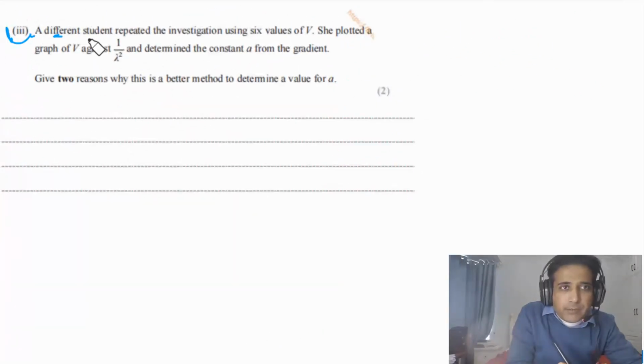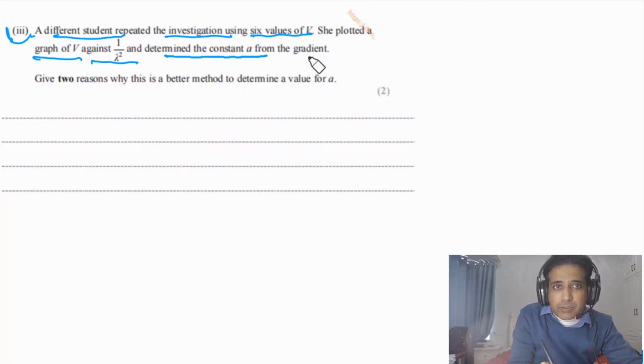Third part says a different student repeated the investigation using 6 values of V. She plotted a graph of V against 1 over lambda square and determined the constant A from the gradient. Give 2 reasons why this is a better method to determine a value for A.